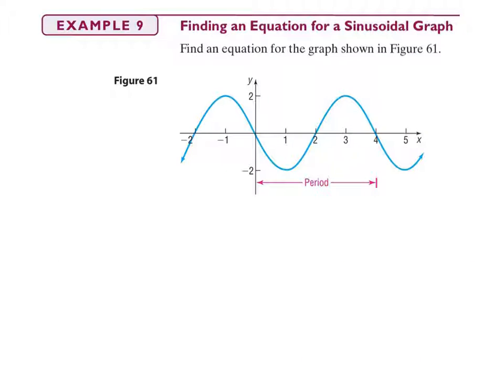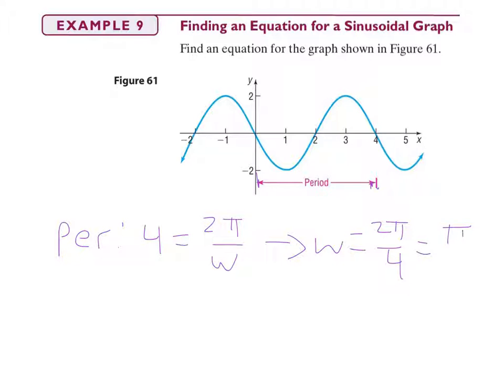So now here's another example for you. Find the equation shown in this graph. Now, you notice this looks more like the sine graph than the cosine graph, so you know it's going to be sine of something. You have the period labeled for you here, so the period is 4. So it'd be 4 equals 2 pi over omega, which means omega is equal to 2 pi over 4, which would be pi over 2.